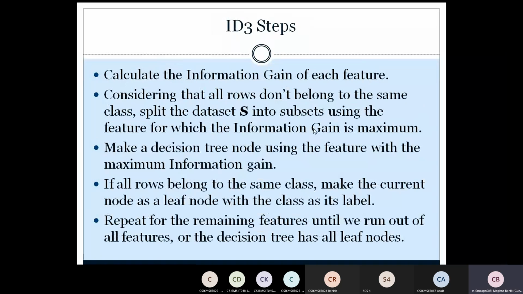ID3 steps include the calculation of information gain for each feature. Considering that all rows don't belong to the same class, we need to split the data set into subsets using the features for which the information gain is maximum. Then we need to make a decision tree node using the feature with the maximum information gain. And if all rows belong to the same class, then we need to make the current node a leaf node with the class as its label. We need to repeat the same steps for the remaining features until we run out of all features or the decision tree has all its leaf nodes.